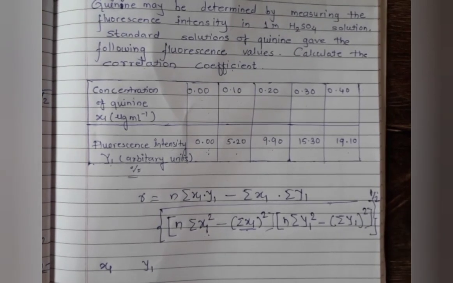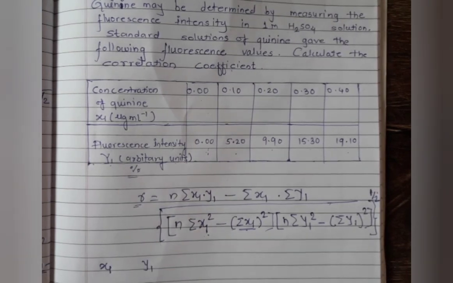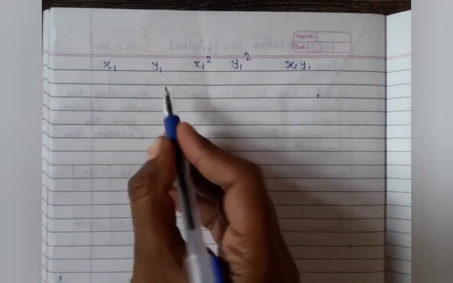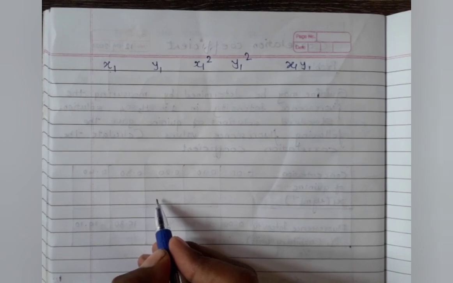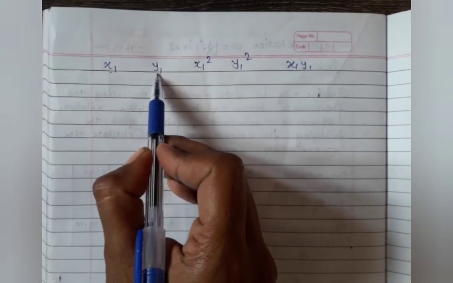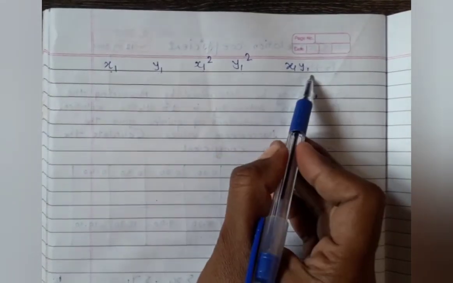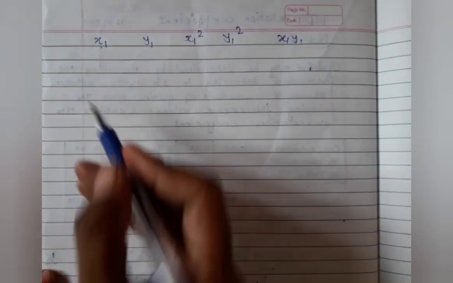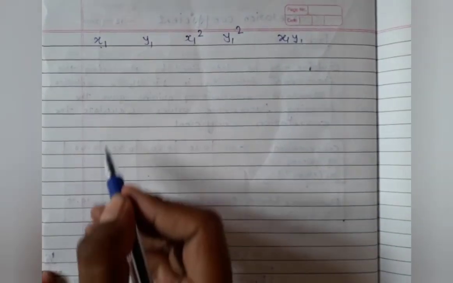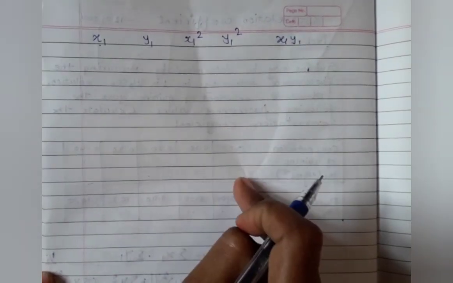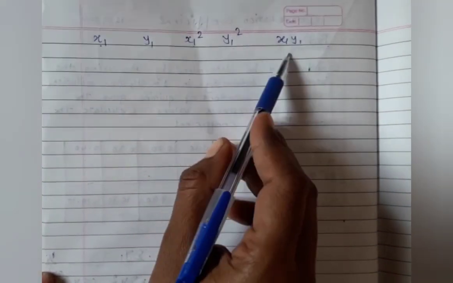From this R equation we have to prepare a table. See here, x1 which is the given concentration, y1 which is the given fluorescence intensity values. You can do the square of x1, then we will get x1 square, y1 square and x1 into y1. By multiplying these two columns we can get x1 into y1. After putting all values in the respective tables, we have to find out summation of x1, summation of y1, summation of x1 square, summation of y1 square and summation of x1 y1.